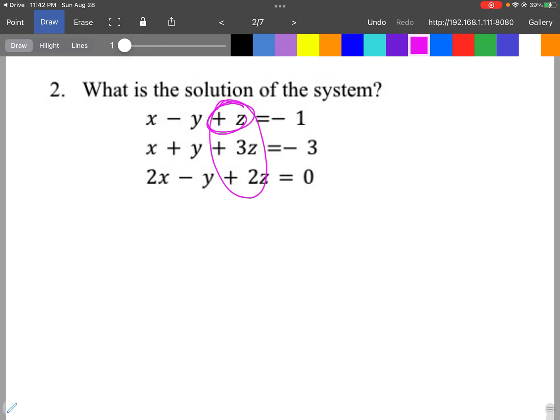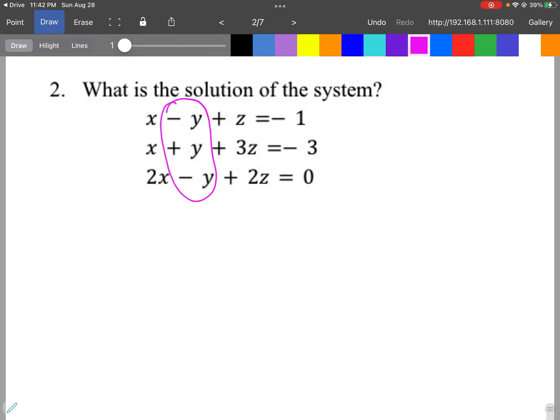Now it's not that difficult. I could multiply this by a negative 3 to get it to cancel with that 3z, or I could multiply this by a negative 2 to get it to cancel with that positive 2z. Again, not that difficult, but look at the y's.